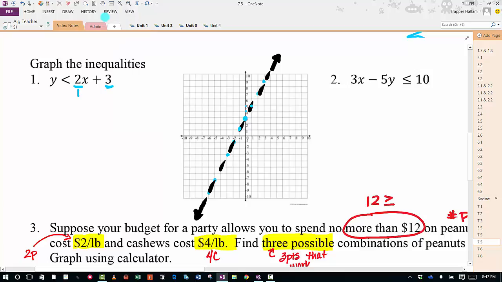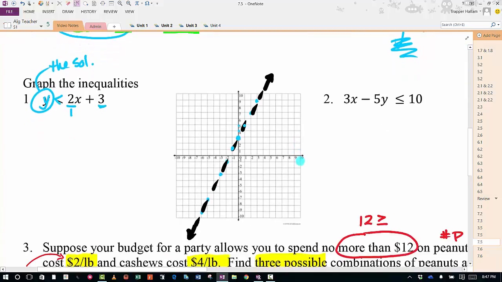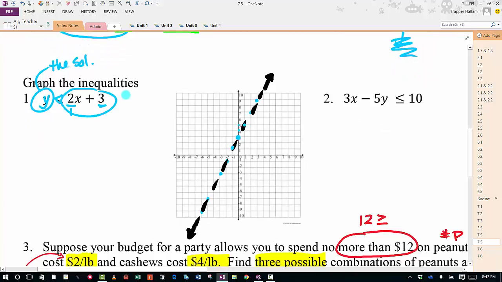And now we have to decide which side to shade. If you come back up here, y is less than, and again I say this as the solutions. Sometimes that helps me remember. The solutions are less than the line. This represents the line.